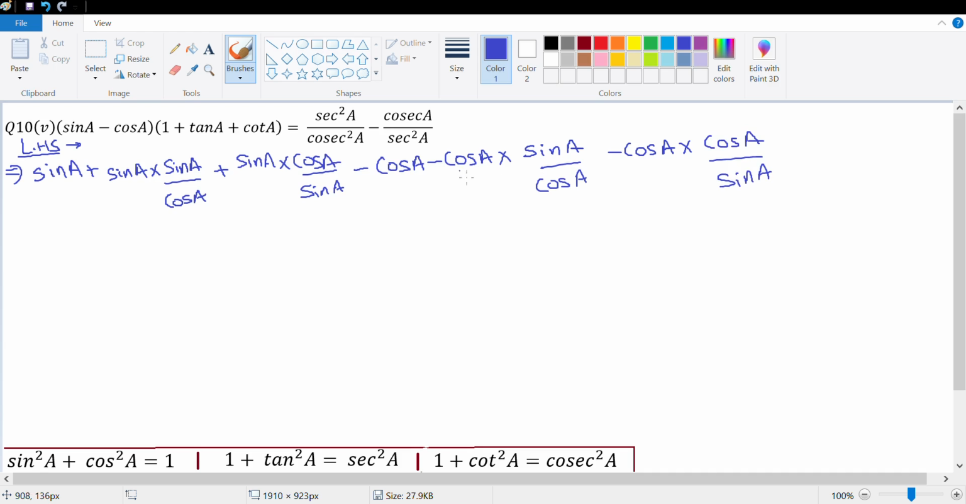Let's see if something gets cancelled. Cos A and cos A get cancelled. Sin A and sin A get cancelled. We'll write the reason in a bit. Let's see if it helps us somehow.